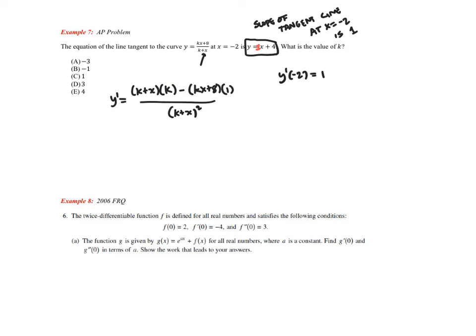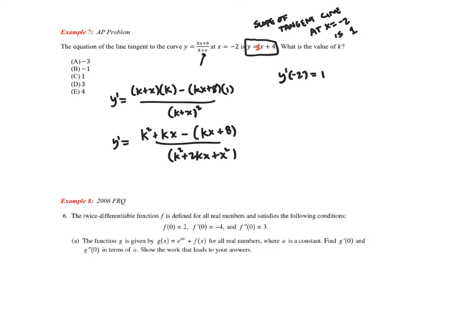Okay, so we've got to clean this up quite a bit here. So let's get to it. That'll be k squared plus kx minus, in parentheses, kx plus 8, over k squared plus 2kx plus x squared.